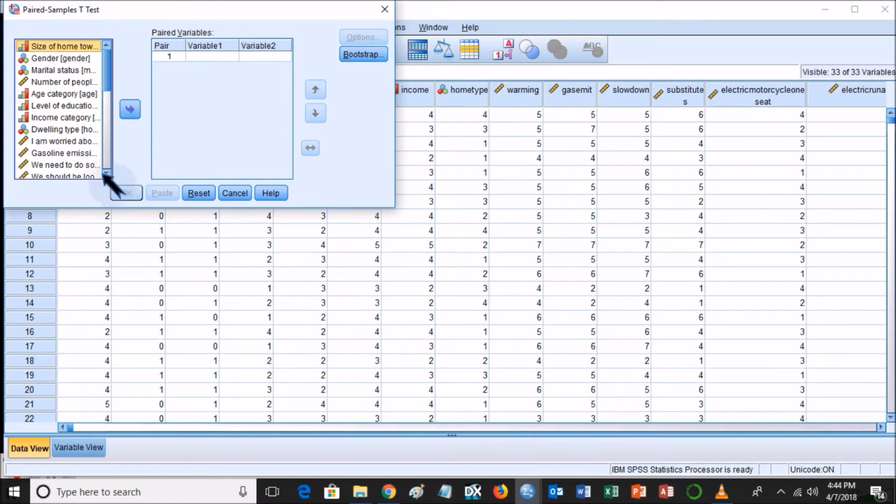The first one we're going to put in is, I'm worried about global warming. So we're thinking maybe that question is so similar to, we should do something about global warming, that everyone's going to answer the same. And that's the important feature of the test. Are these two questions statistically the same? Well, let's see.